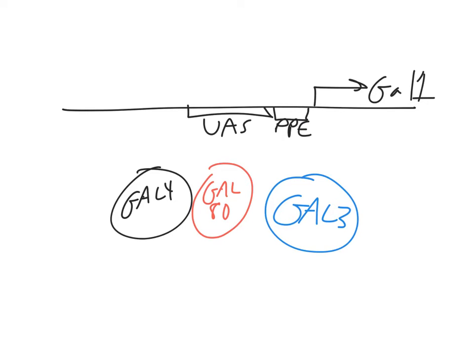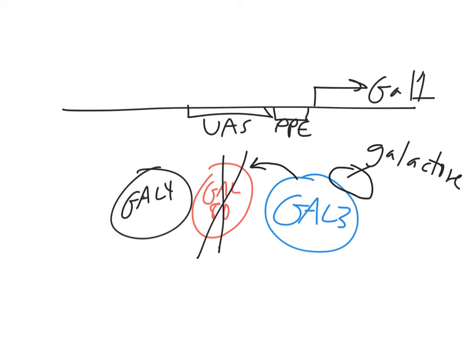Yes, absolutely, when galactose is present. So how do you think galactose is going to affect these proteins? When galactose is present, which protein are we going to get rid of? GAL80. So when galactose is present, it positively interacts with GAL3. Galactose and GAL3 work together. The small molecule, the sugar galactose, binds to GAL3. That's when GAL3 can remove GAL80 from GAL4.